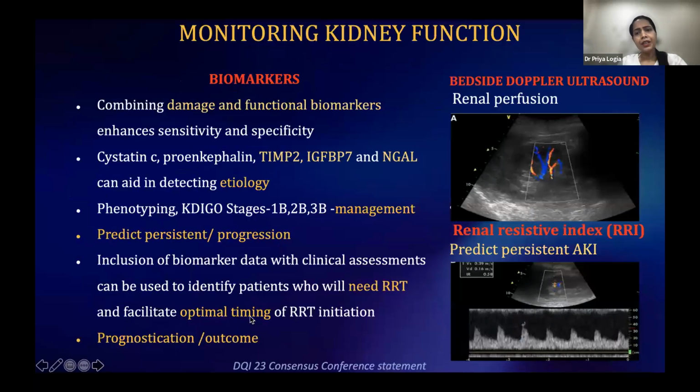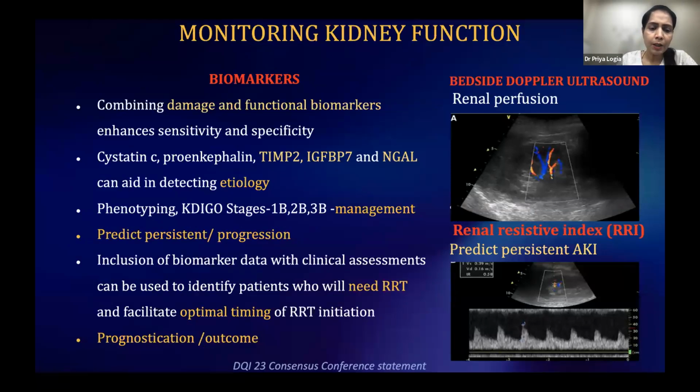So, further monitoring of the kidney function is traditionally done with the help of urine output and creatinine. The biomarkers have a significant role. Combining the damage and the functional biomarkers enhances the sensitivity and specificity. The various biomarkers help in identifying the mechanisms and the etiology. They help in phenotyping. They help in identifying the different stages and help guide the management of these patients.